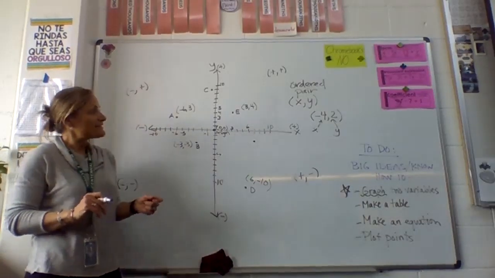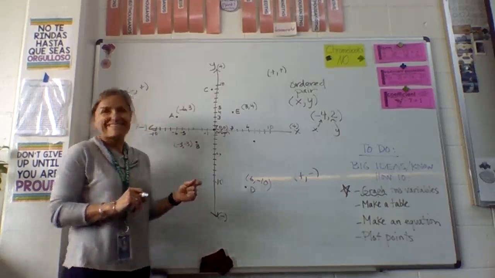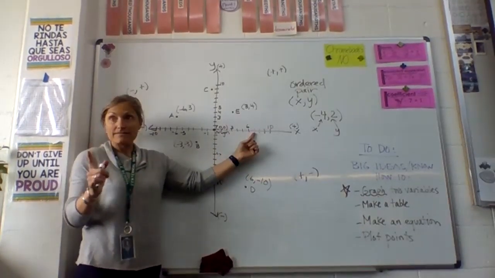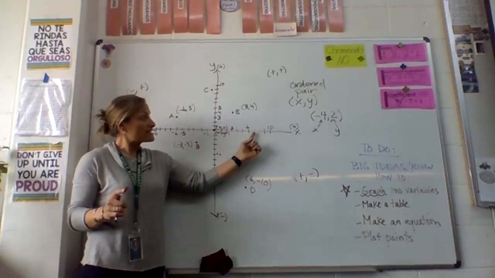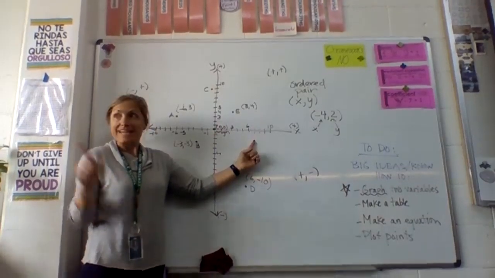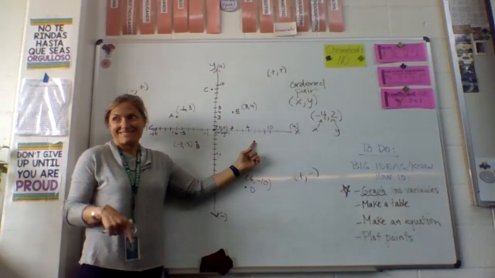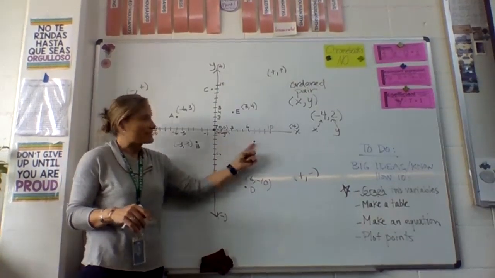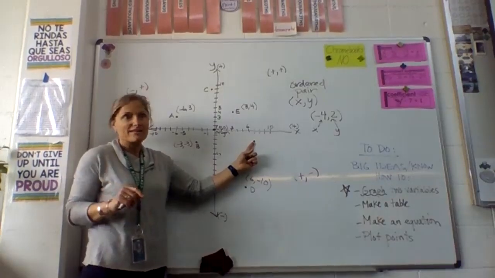Got it? I'm so confused. No, so 7 is right. This is positive 7 in the positive x direction, and then negative 3. Yes. Or 2, somewhere between the 2 and the 3, but that's the right idea.